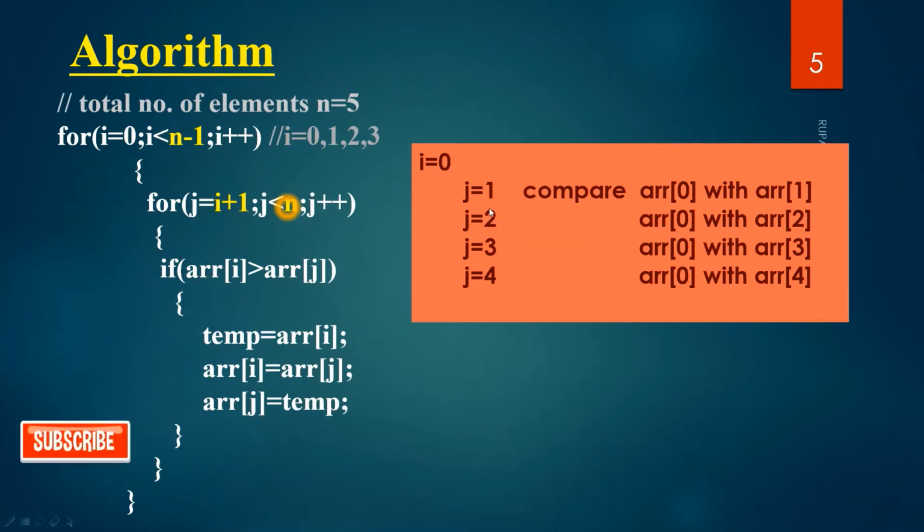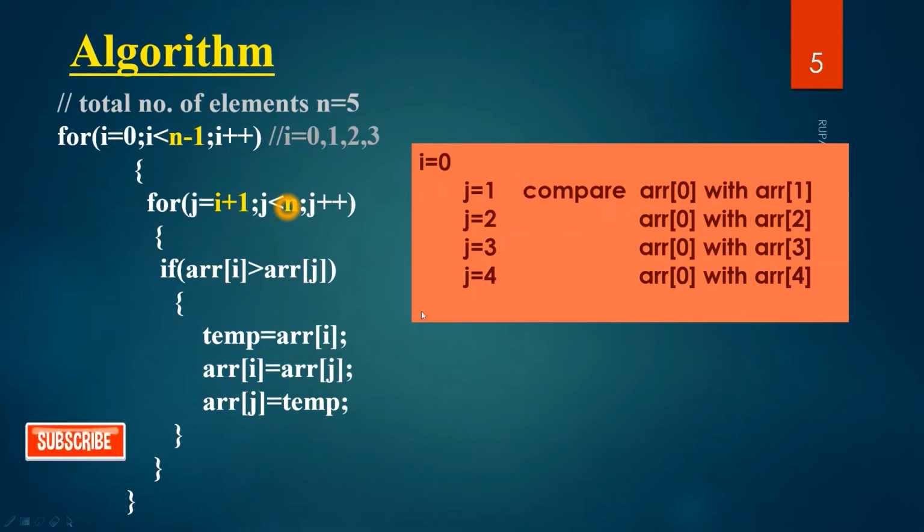Next, when i equals 0, j equals 2, then compare arr[0] with arr[2]. When i equals 0, j equals 3, then compare arr[0] with arr[3]. And when i equals 0, j equals 4, compare arr[0] with arr[4].